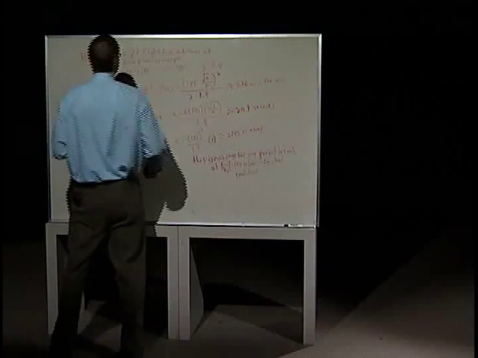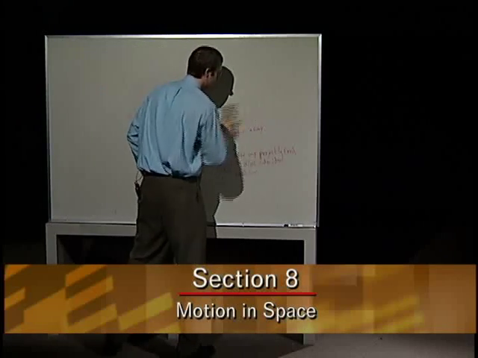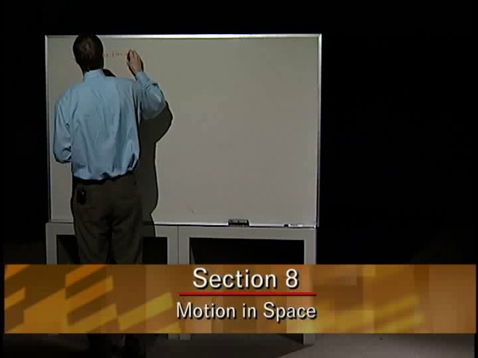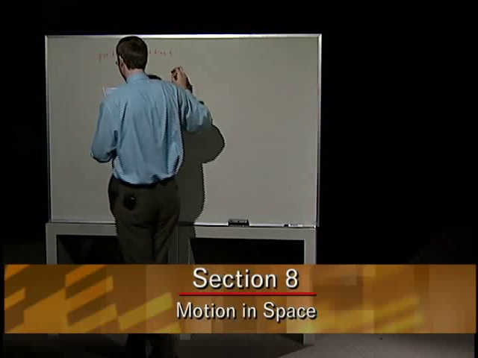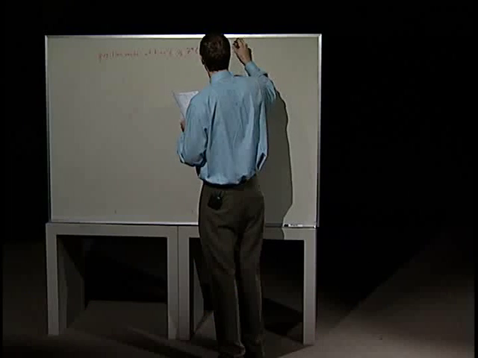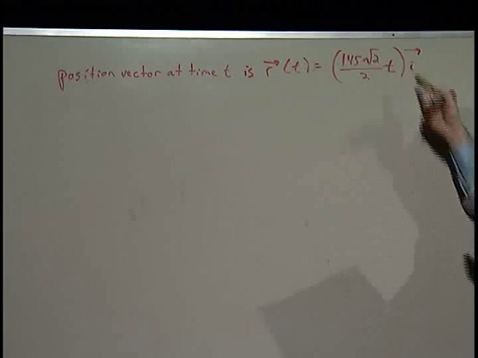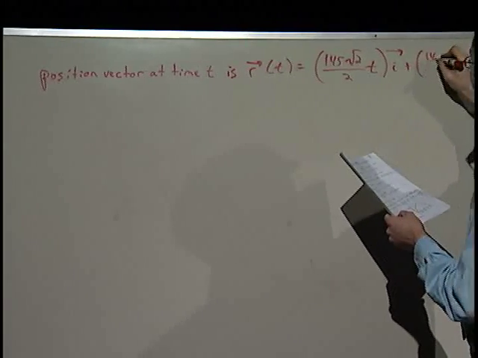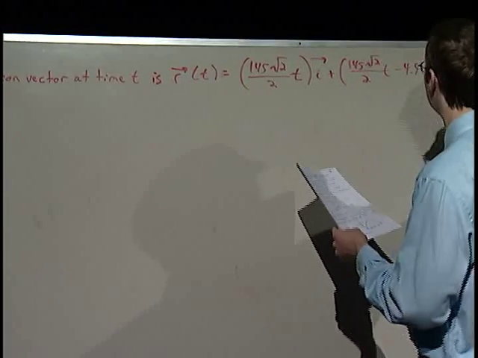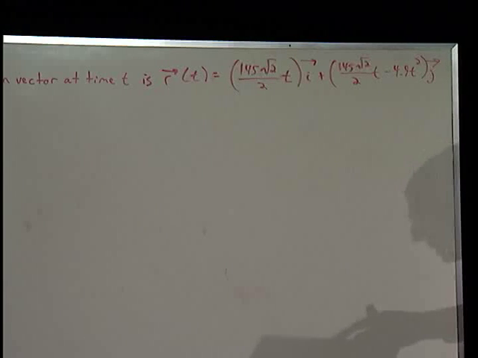Let's look at position vector here a minute. So get rid of this. The position vector of this thing, well, remember, we had an equation for r of t that we derived earlier in the lecture. So position vector at time t is r of t equals, so what do we have, 145 root 2 over 2 t. Remember that was length of v naught times cosine alpha t for i. And then for j, we had 145 root 2 over 2 t minus 4.9 t squared. That was j, right? Remember that's length of v naught sine alpha t minus 1/2 g t squared, right? Okay. So there's your position vector.